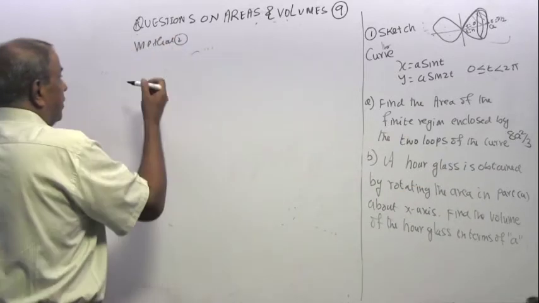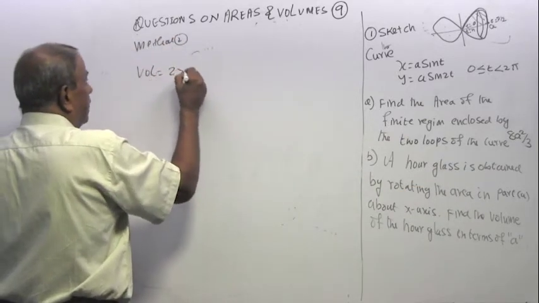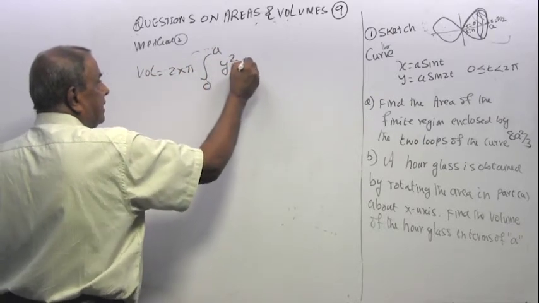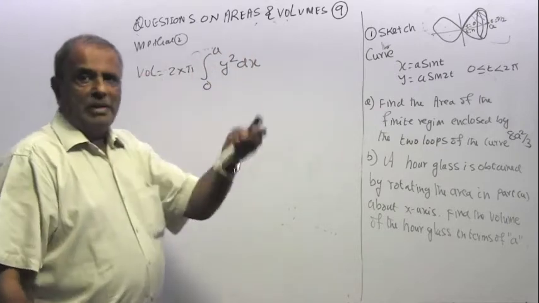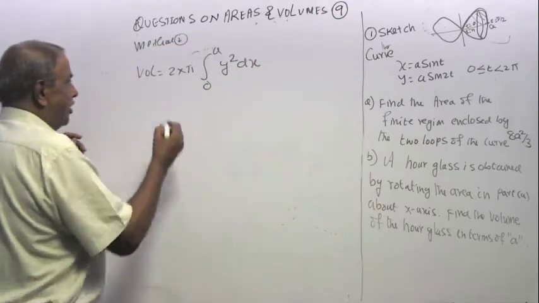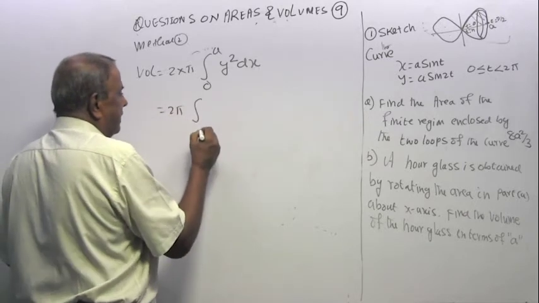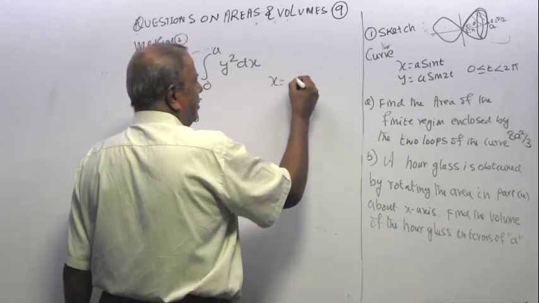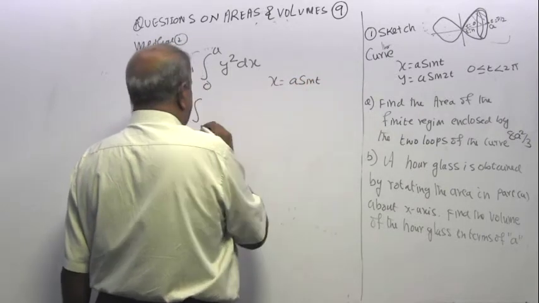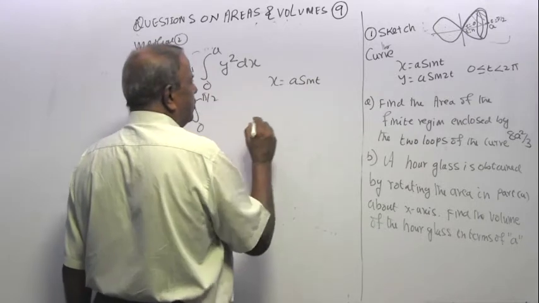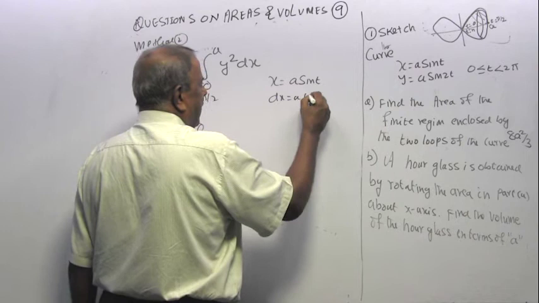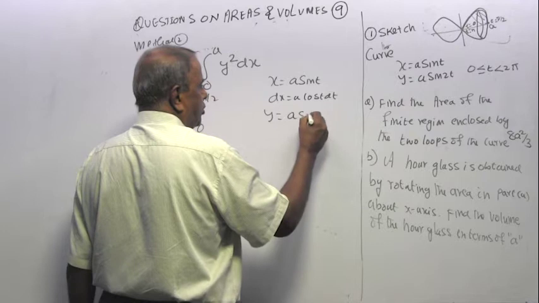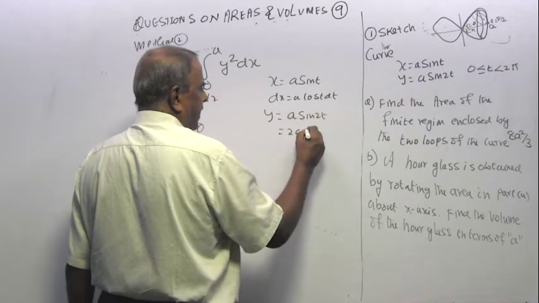So the volume is 2 times pi integral 0 to a y squared dx. Again, trigonometric functions. So that is 2 pi integral. Go back to the same thing. x is equal to a sin t. So I'll change the limits blindly to 0 and pi over 2. dx equals a cos t dt. y equals a sin 2t, which I'll write as 2a sin t cos t.